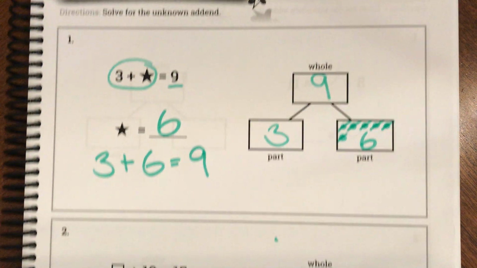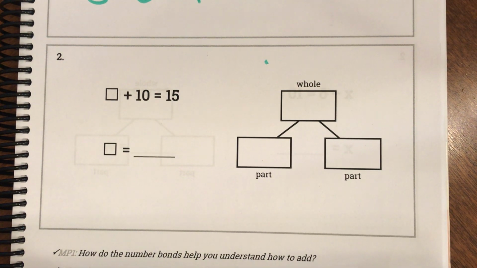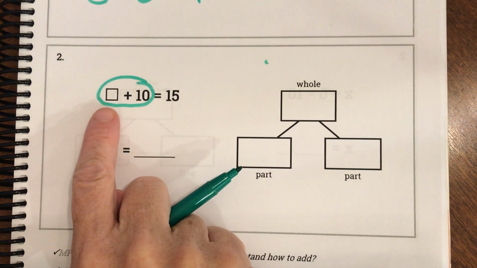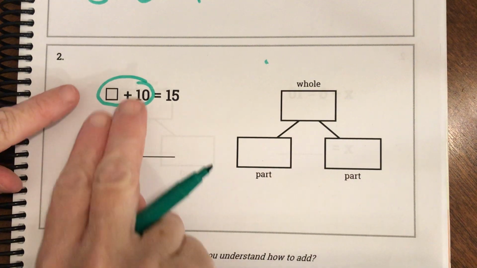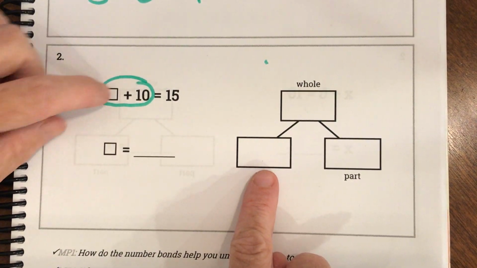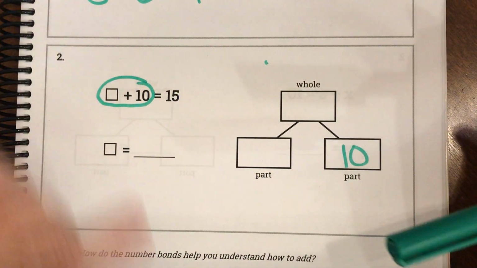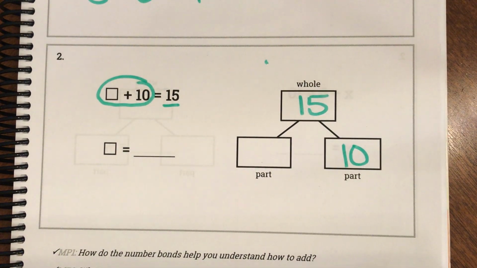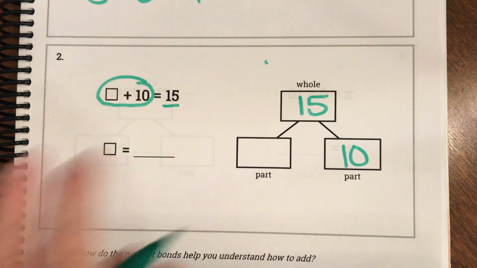Okay, let's do one more together before you try some on your own and with your teacher. We have our two addends here, and it looks like our first addend is our unknown, the first one that we don't know. So it's a square instead of a number. So on our two parts, which is our two addends, we're going to leave it blank. Plus, our second part is 10. And our sum, or our whole, is 15. So our two parts have to equal our whole, or our two addends have to equal our sum.